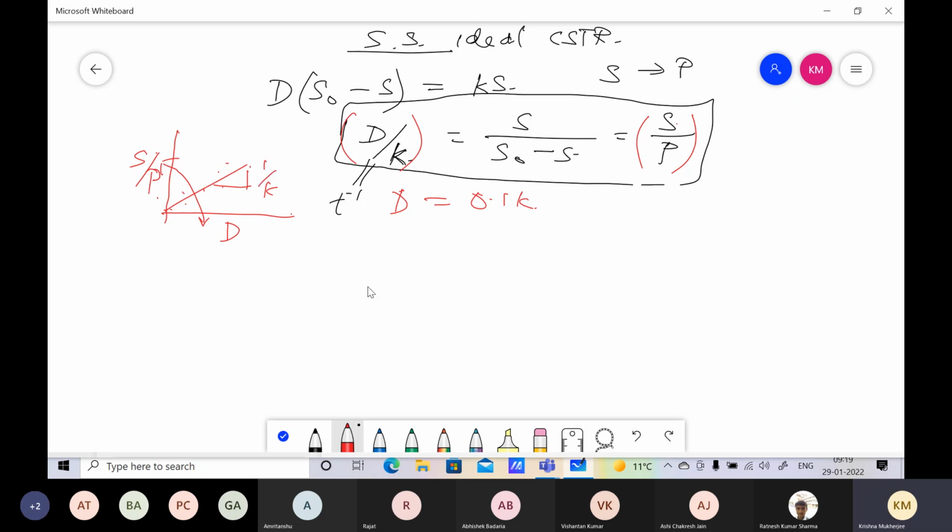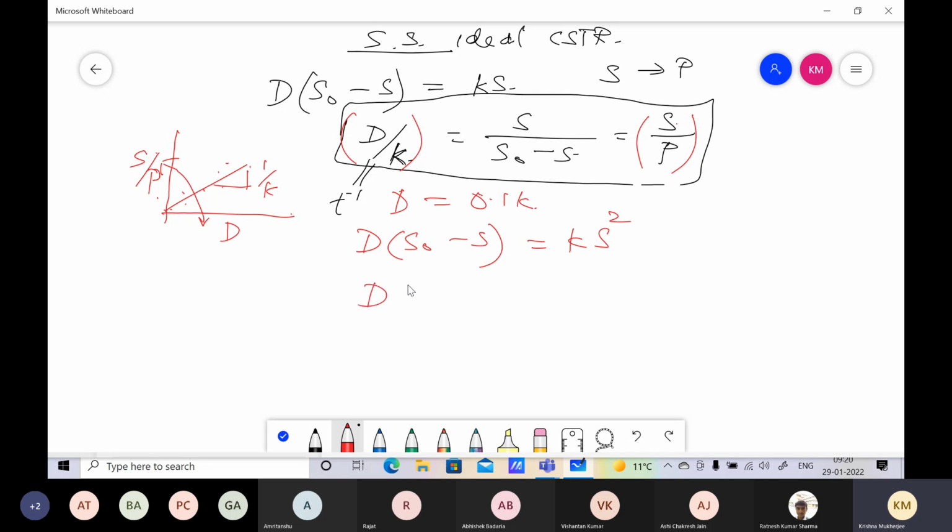So now for asymptotic reactions or nth order reactions, what do you do? D times S naught minus S is equal to K S square, for example, a second order reaction. And then of course your plots have to be carefully designed. You understand, right? D by K has to be plotted against S square upon S naught minus S to get the K value, right?